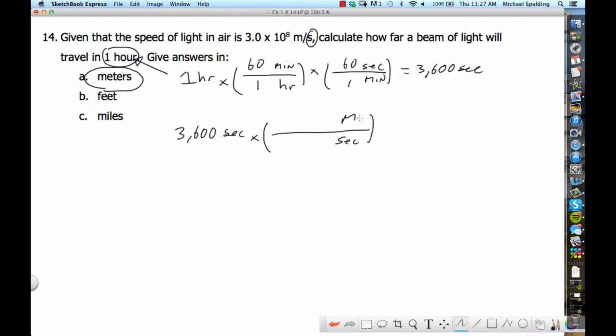Now, do we have a conversion that fits this? What numbers can we put in here? Look right here. 3.0 times 10 to the 8th meters per 1 second. So then the seconds cancel, and this is going to give us an answer of, I need my calculator. You got it? Yes. 1.08 times 10 to the 12th. 1.08 times 10 to the 12th meters.